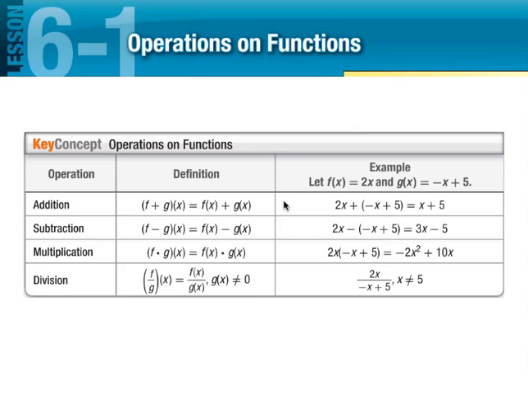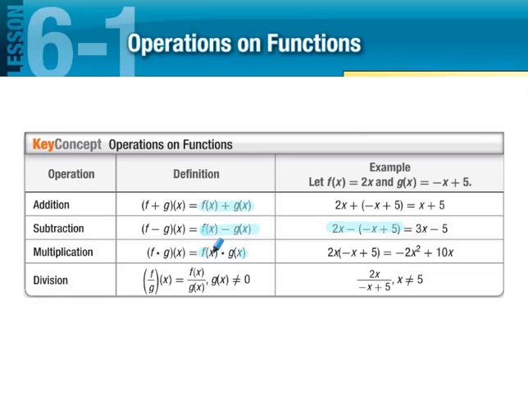Basically what it's saying is that you can add two functions together. That's what this first statement is saying. You just add them. You add like terms. We kind of did some of that last chapter. Same thing here. Subtraction. You can subtract two functions. Notice the biggest thing here in this example is that they have to distribute that negative to both the negative x and the 5. Okay.